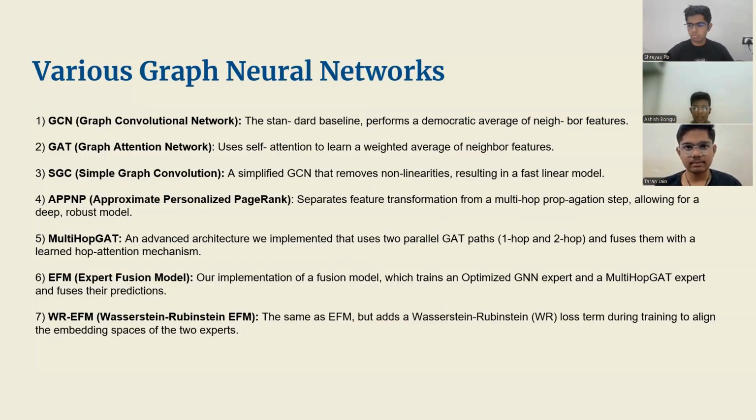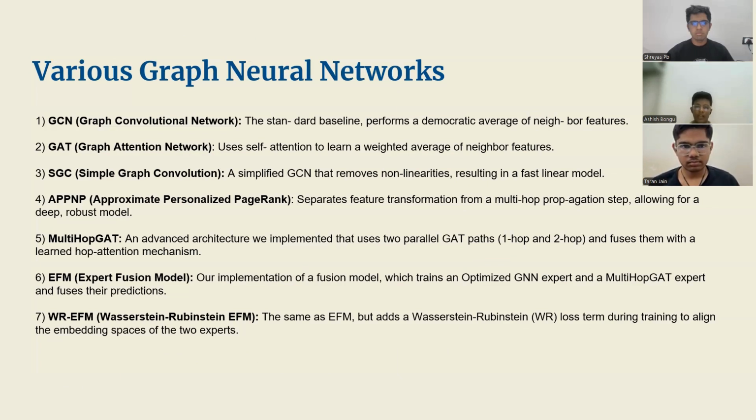And the next one is this approximate personalized PageRank. This model separates learning from the propagation. First, it uses a neural network to learn a powerful representation of paper A based only on its own abstract. Then it spreads this representation across the citation network for many steps, allowing paper A's information to influence other papers and other citations, and it also works vice versa, before making a final and robust prediction.